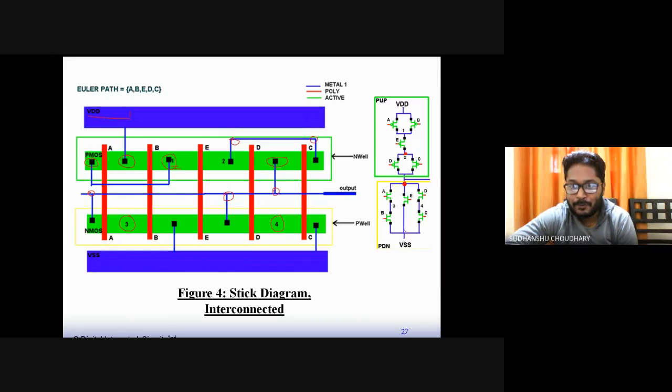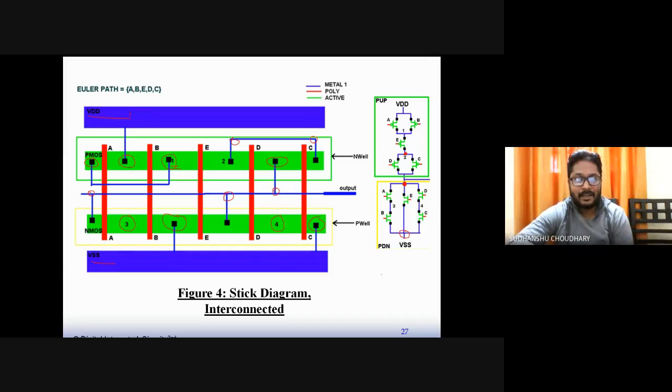Now let us come to VSS, where B, C and E are connected. So this is my VSS. B and E are already sharing a connected region, and C we take from here.